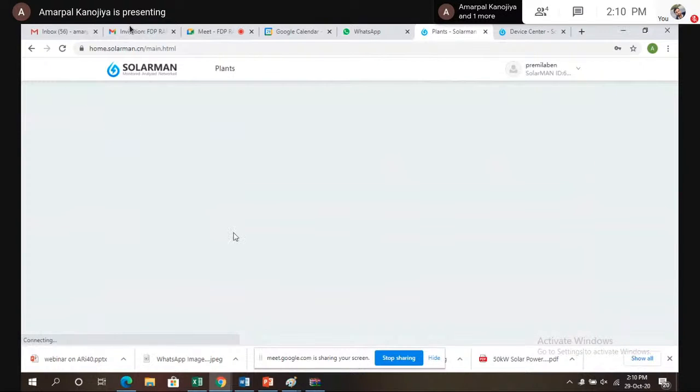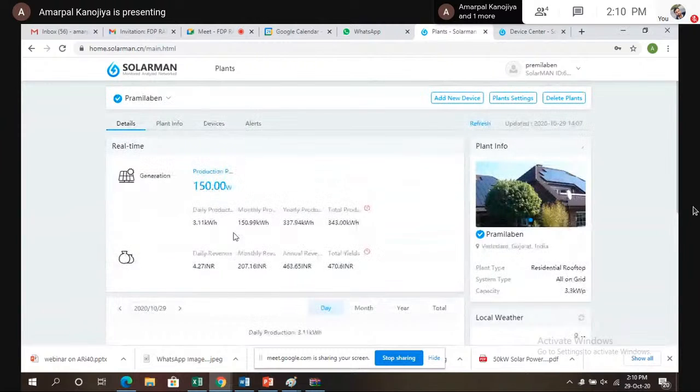There are many apps like Smart Client. This is Solar Man. Then there is your solar app. There are a number of apps in the market. You can install that and you can look after your plant by this app.